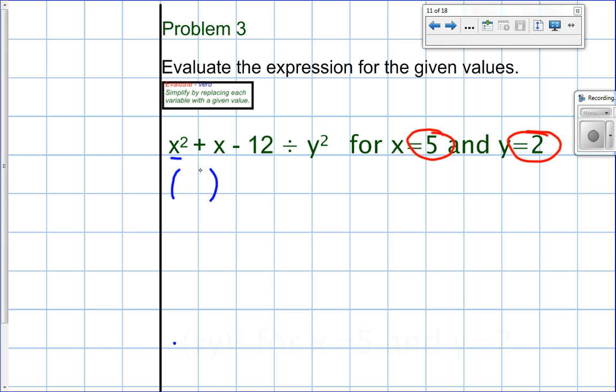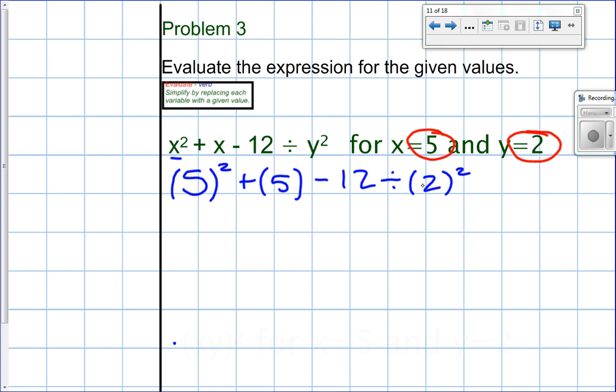So in place of this x, I'm going to put a 5 in parentheses and then square it. Plus, in place of this x, I'm going to put a 5 in parentheses, minus 12 divided by, now you're going to replace this y with a value of 2, but you're going to put it in parentheses and square it. Now that you've replaced all the letters with numbers, now it just becomes an order of operations problem just like you did in the previous examples.